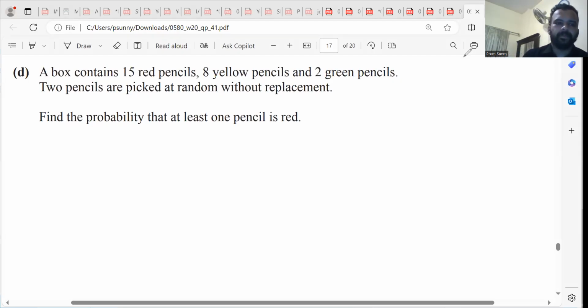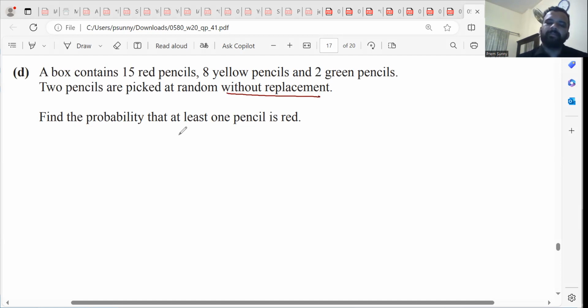Hi, welcome back. So here in this question, this is a tree diagram question without a replacement. We are not going to replace it back. A box contains 15 red pencils, 8 yellow pencils, and 2 green pencils. Two pencils are picked at random without replacement.